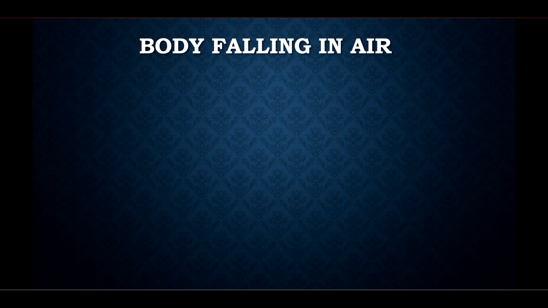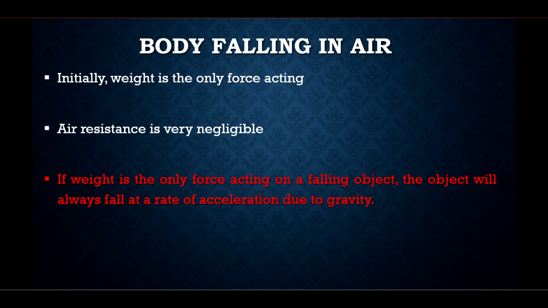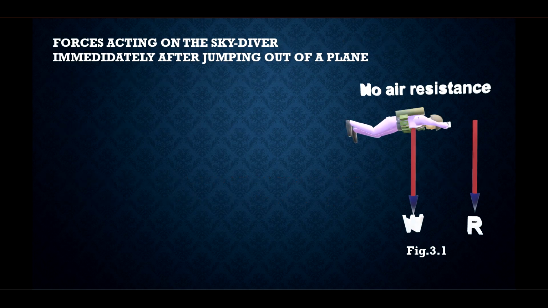Consider a skydiver jumping out of a plane that may be 3,000 meters above sea level. In the very beginning, when the skydiver just jumps out of the plane, the only force acting on him is his weight, that is, force of gravity. At this point, air resistance is very negligible, because his speed is too small. Because weight is the only force acting on the skydiver at this point, he accelerates at a rate of acceleration due to gravity. And why is that?